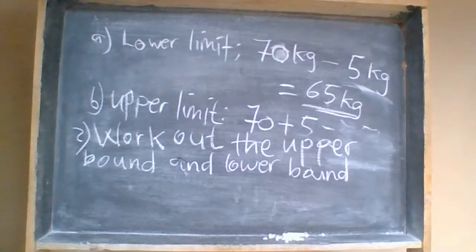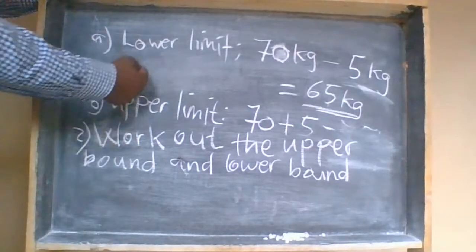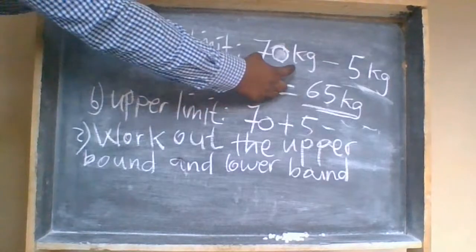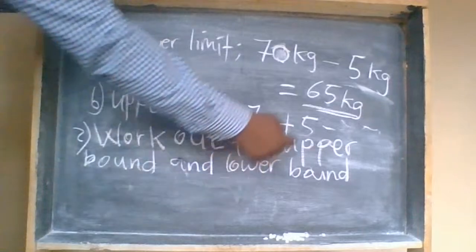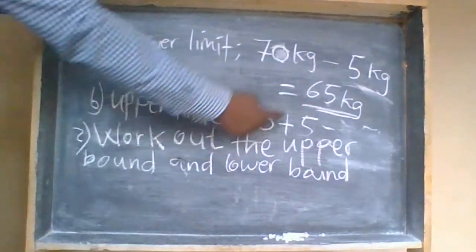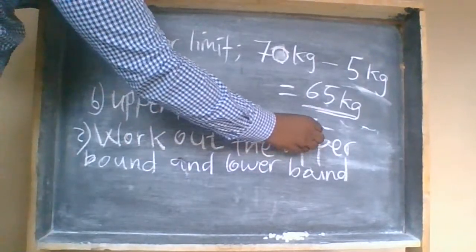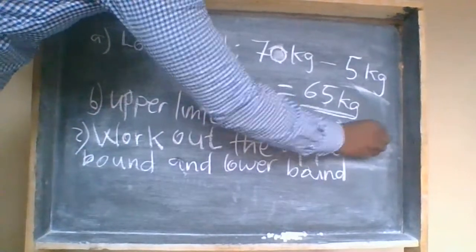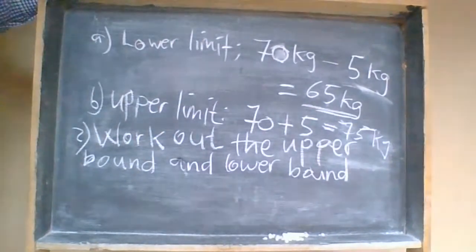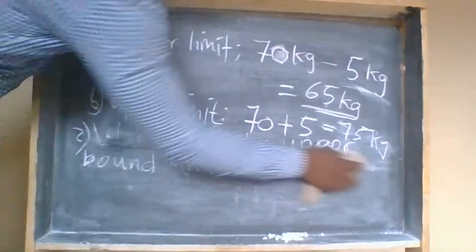So this is the continuation on approximation, and for that example we had, here is how you get the lower limit. We had 70 kg. Since it was to the nearest 10, we say minus 5 kg, and then we got 65. Upper limit: 70, we add 5, then we get 75 kg there. Okay, so we are going to have example 2.